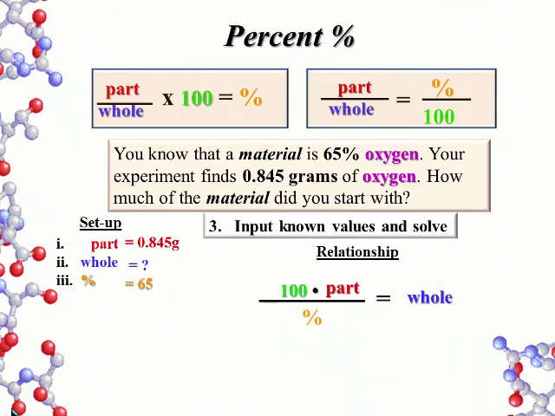The final step is to input known values and then solve. The part is 0.845 grams. Percent is 65. Taking out our calculator and doing the math gets us 1.3 grams for the whole, just like it was in the previous problem. We have seen here that the problem-solving practice of setup, relationship, and solve works regardless of which term is the unknown.